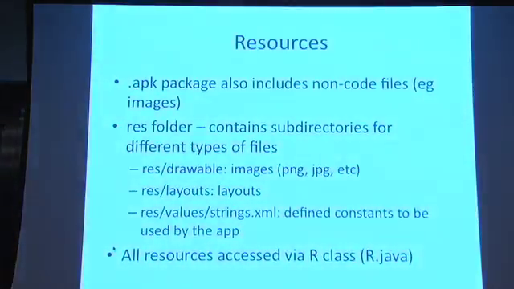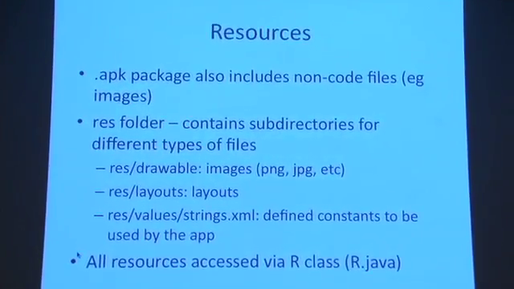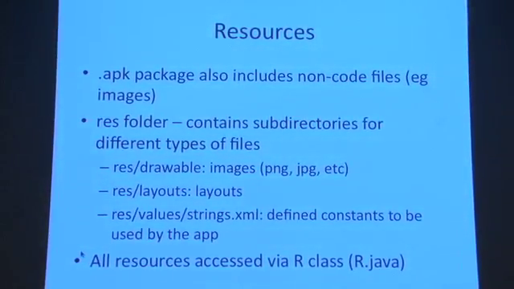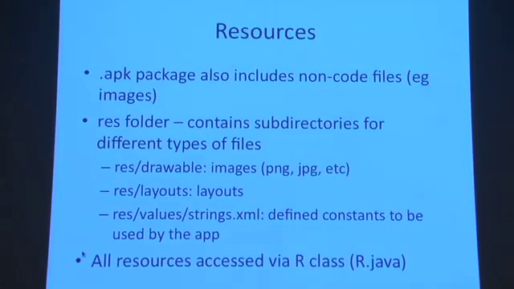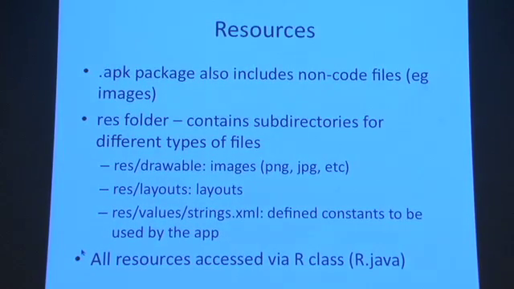All right, so the next thing we're going to look at is the resources. So in the .apk package, we have all the non-code files. So this includes images. And we put all of our images into this res folder. And this contains subdirectories for different types of these files. So the drawable contains the images. The layouts contain, obviously, the layouts for the activities. And these are strings.xml.